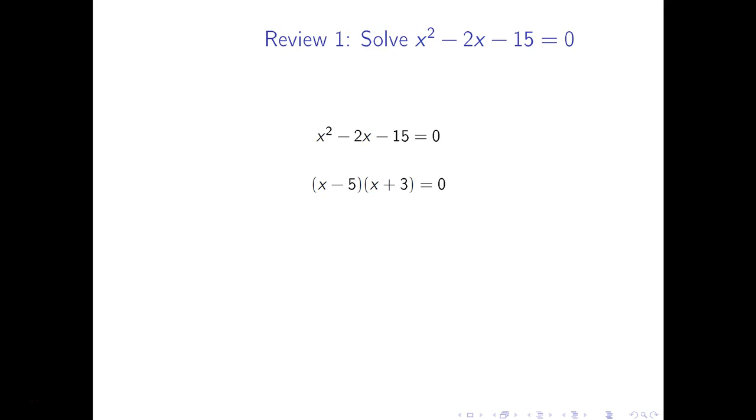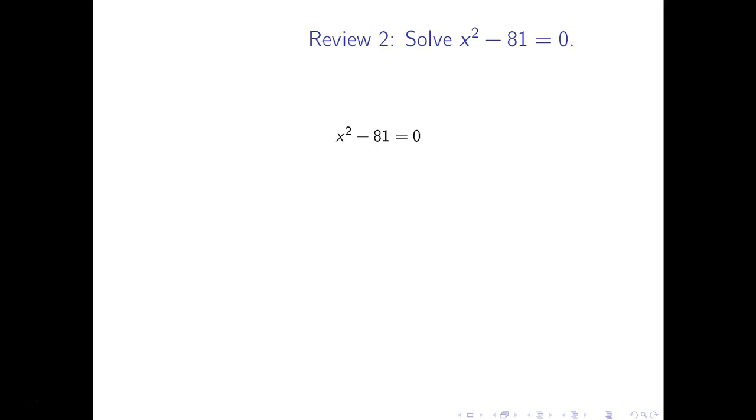That's how it factors. So once it factors, remember you could use the zero product rule, set each one equal to 0, and solve them, and we end up with x is 5 or x is negative 3. So again, the only way we had was factoring. What about x squared minus 81 equals 0? How would you solve that? Go ahead and pause the video and solve it.